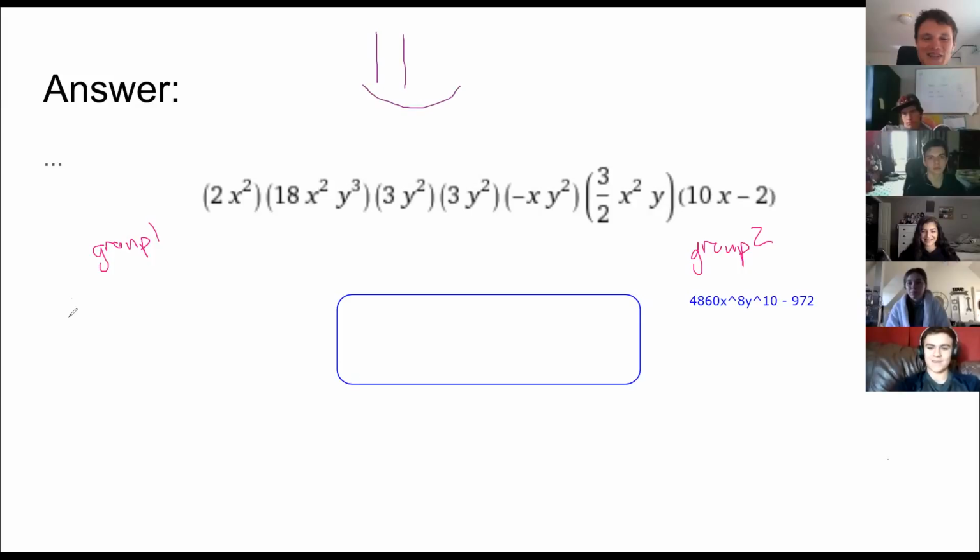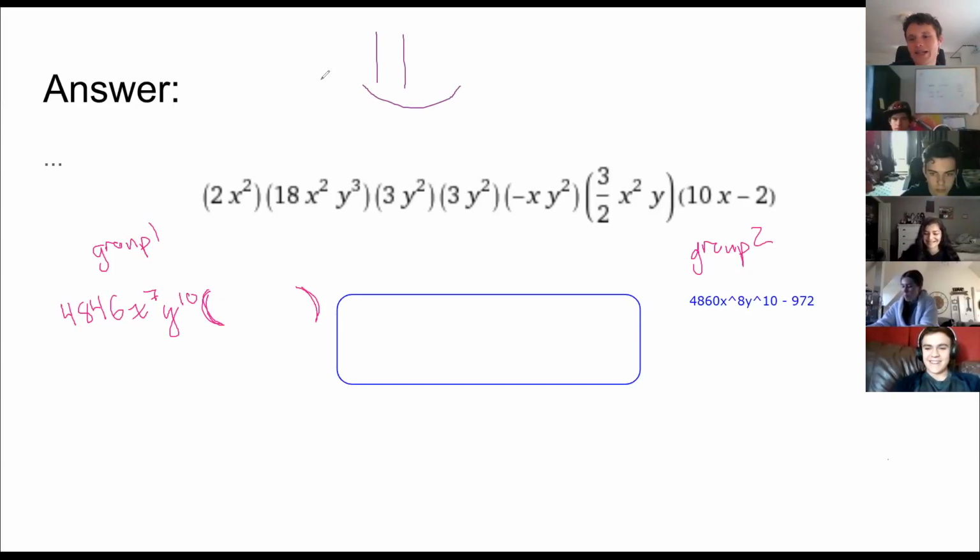I see. So can you tell me part of what you got? So we got 4,846 x to the power of 7 and y to the power of 10. And then we were going to distribute it to the binomial. Okay. All right. Good. So there's a little bit of work left to do there. All right, are you folks ready to see the answer? How wrong were we? Let's go. Actually, before we do that, I want to ask you what strategies you found were effective for working with that.